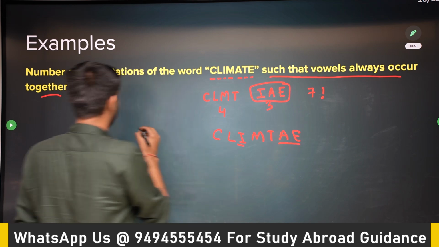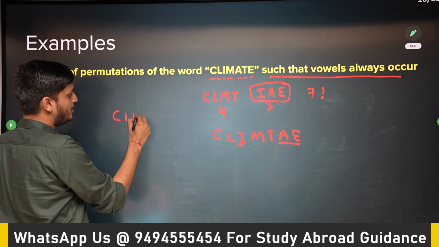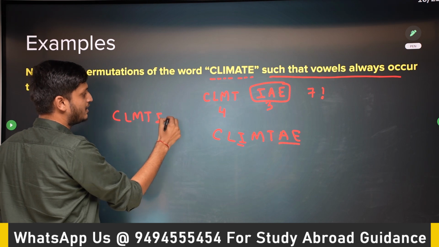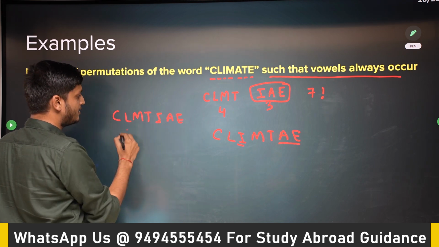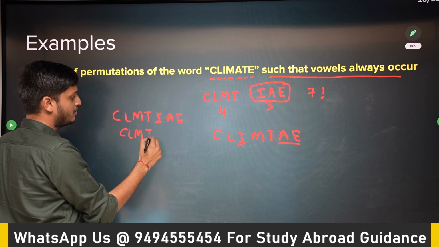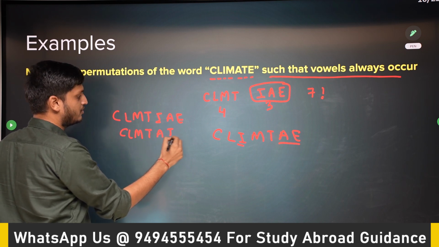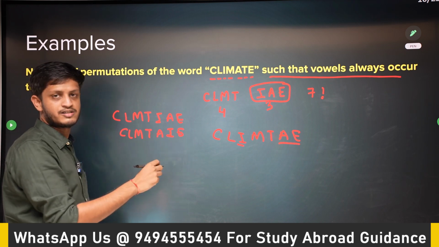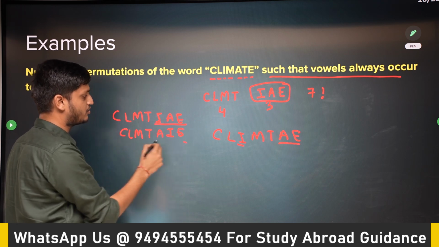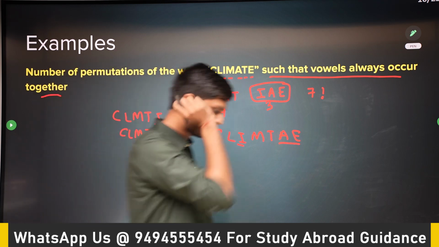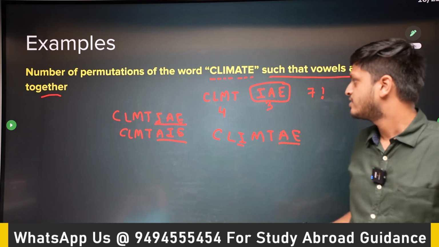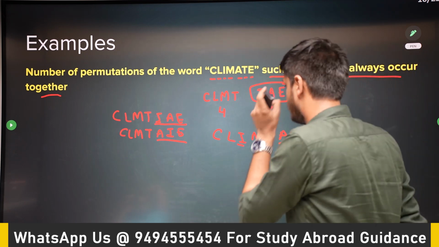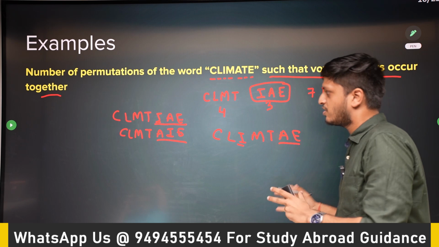So observe this. C, L, M, T, I, A, E is possible, and C, L, M, T, A, I, E is also possible. These are 2 different words. Here also vowels come together, here also vowels come together. So how to solve this? Try to break the problem again. There is a standard trick to solve this.